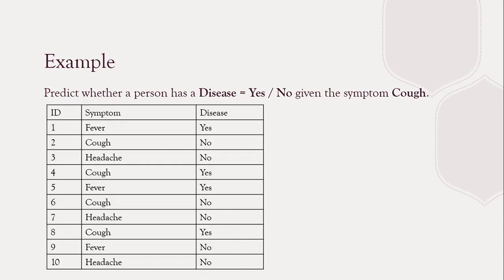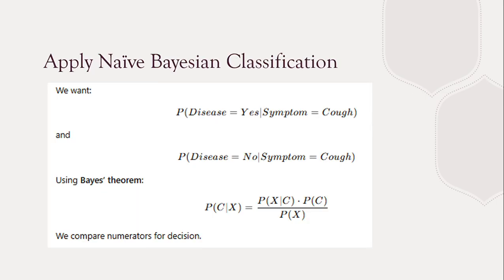So let us check now what we have to calculate first. We will apply Bayesian classification. That is, probability of disease is equal to yes, and the symptom we already have, that is symptom is equal to cough. So that is the given value. We have to check the probability of disease yes, and we have to check the probability of no, when the symptom is given as cough.